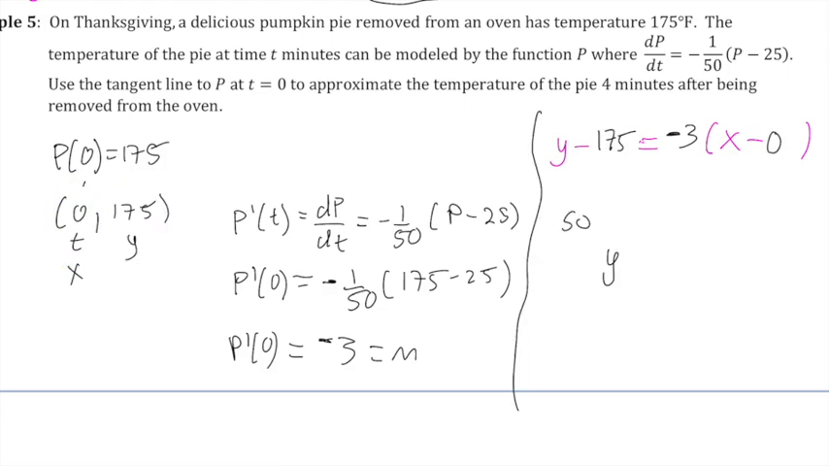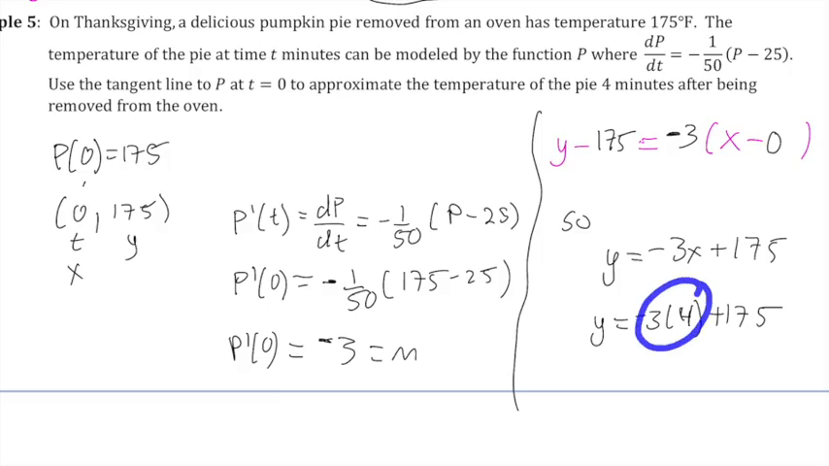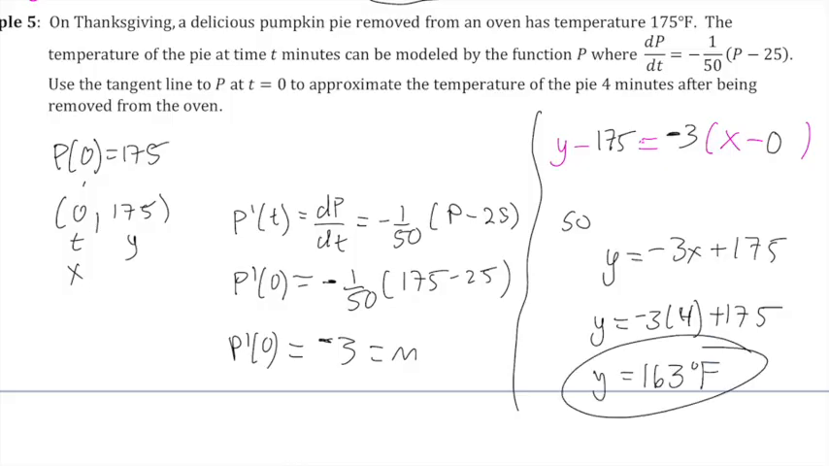So our equation is going to be y equals, again, this is just negative 3x plus 175. Again, x minus 0 is x times negative 3. And then I just added 175 to each side to get there. And so now to finish, we need to use this tangent line to approximate the temperature 4 minutes after it's out of the oven. So this is going to be negative 12 plus 175, which is 163 degrees Fahrenheit, because that's what it's measured in.